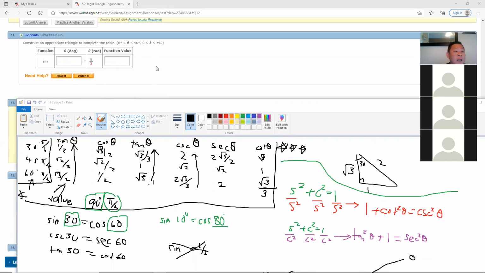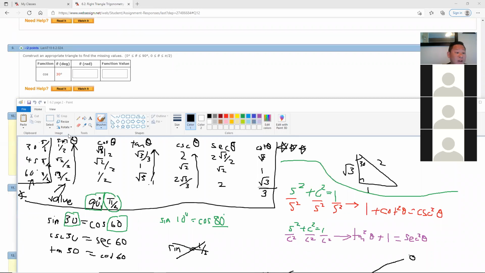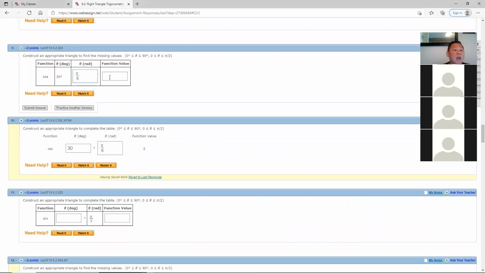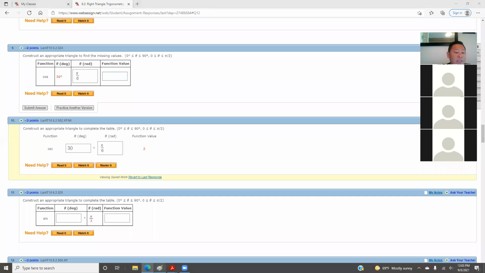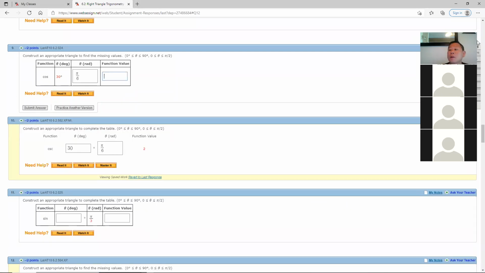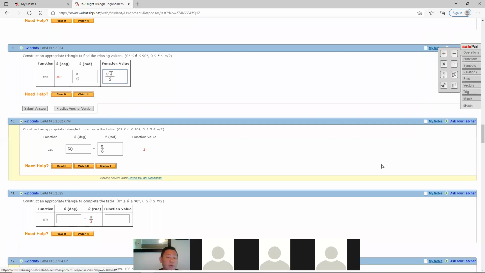6.2 question 9. This is the same. This is just straightforward from here. The question gives us cosine 30 degrees. Cosine 30 degrees in radians is pi/6. And the value of cosine 30 degrees in this case is √3/2. There you go. So that's how you do question number 9.